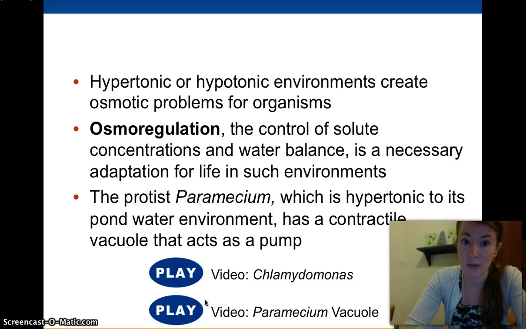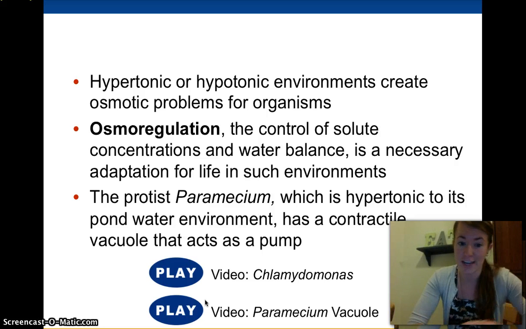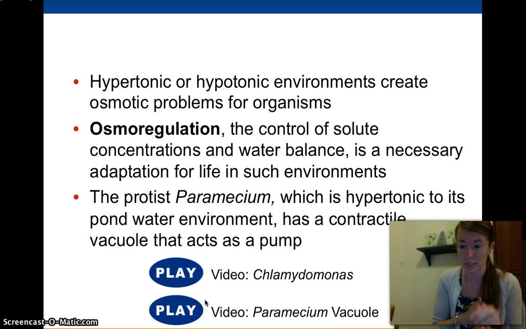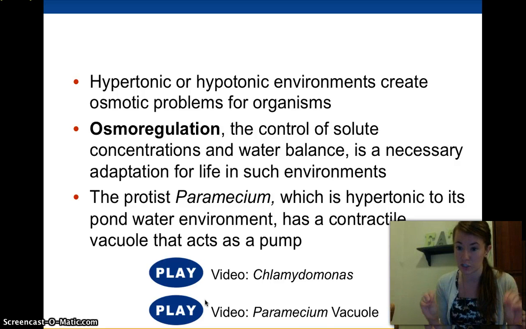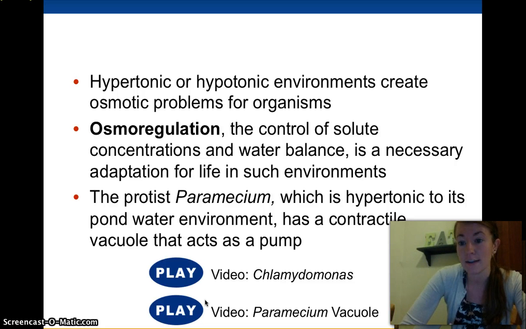And hypertonic or hypotonic solutions or environments create osmotic problems for organisms. This is what I was just saying. If you drink too much salt water, you're creating an osmotic problem for yourself, because now all the water is going to want to leave your cells and go to the salt water, because it's low concentration inside your cells and high concentration outside. So this is like what happens if you eat a lot of salty chips, your lips get really dry. That's because there's all this salt on your lips, and all the water leaves to go cancel out the salt on your lips. So that's an osmotic problem.